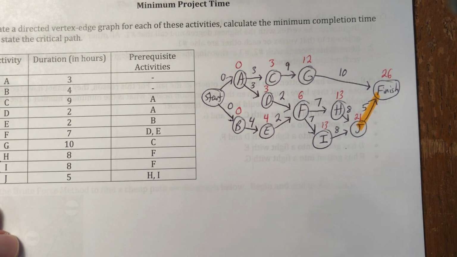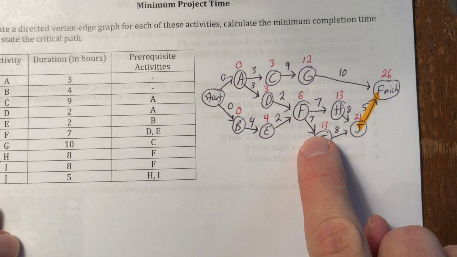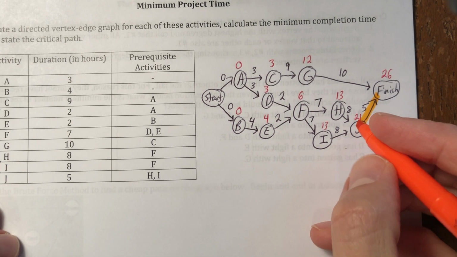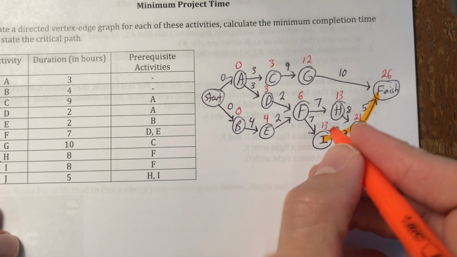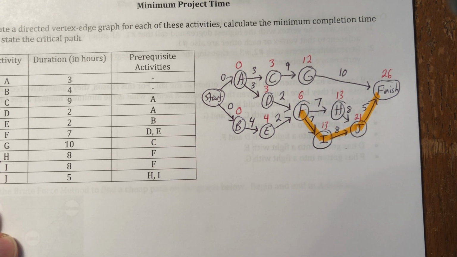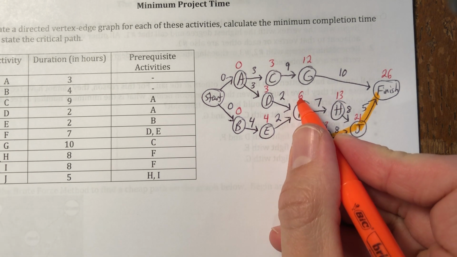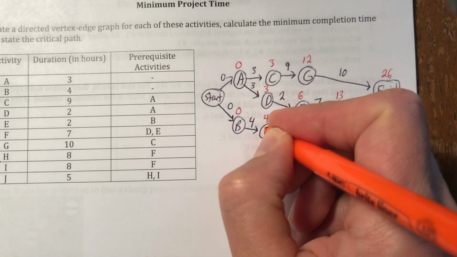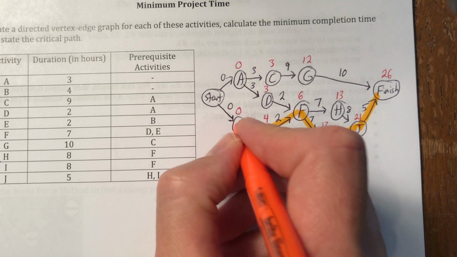Where'd the 21 come from? It actually came from either here or here. It does not matter. I'm going to just pick one. They're the same either way. I'm just going to pick the low road. So there we go. You're supposed to pick the high road, aren't you? Then I look at this 6 over the F. Where did the 6 come from? Oh, it came from E. And that came from B. And that came from starting.